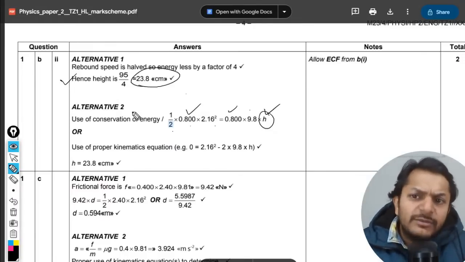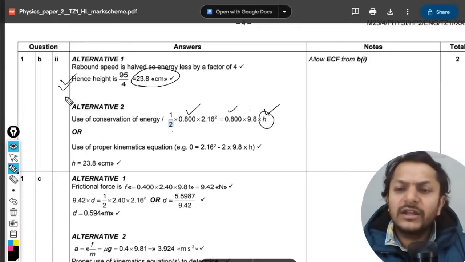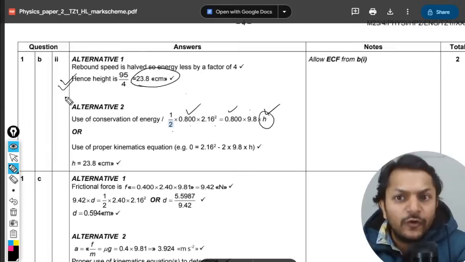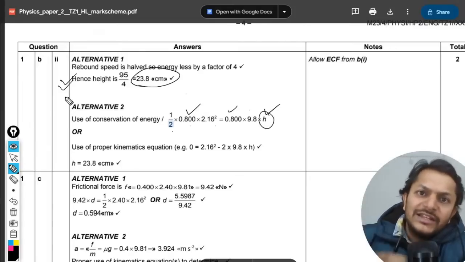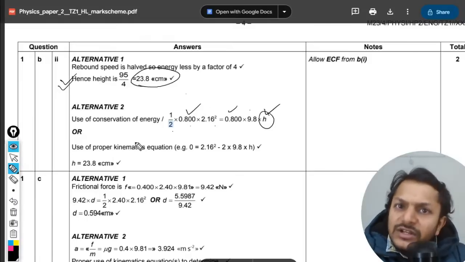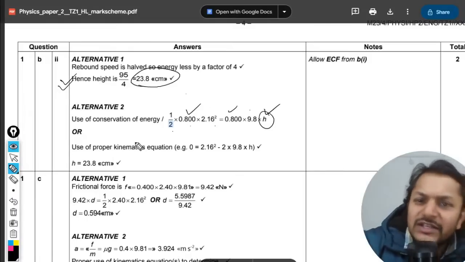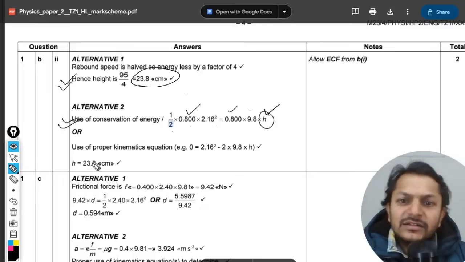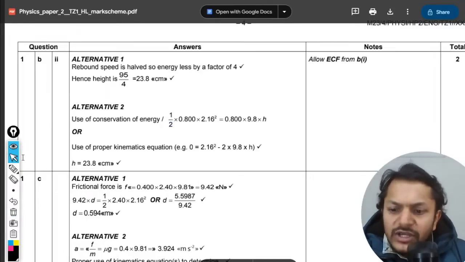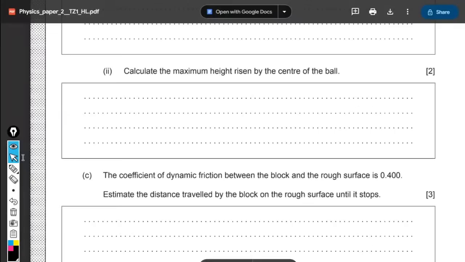Yes, of course there are other methods also, like there is a quicker method. You can clearly say that the velocity is now half, so it will be 1 by 4th. So now your height is 1 by 4th now. And you can even use the kinematical equations, but I will not suggest you to do that. This is the best method that you can employ here. So 1b2 is done. Let us go for 1c now.